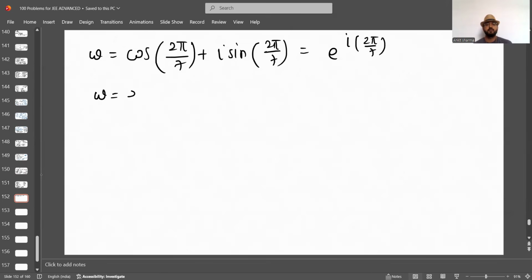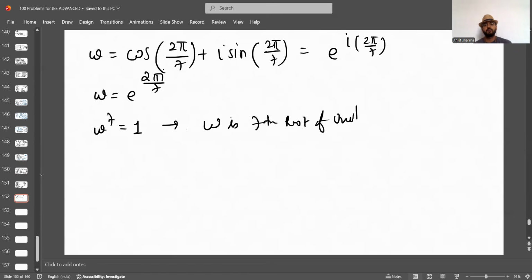So omega is equal to e to the power 5iπ over 7. So if I take the seventh power, I'm going to get 1. That means omega is a seventh root of unity. So if I start applying the properties of roots of unity, then I get that 1 plus omega, omega square, omega cube, omega 4, omega 5, omega 6 is equal to 0.